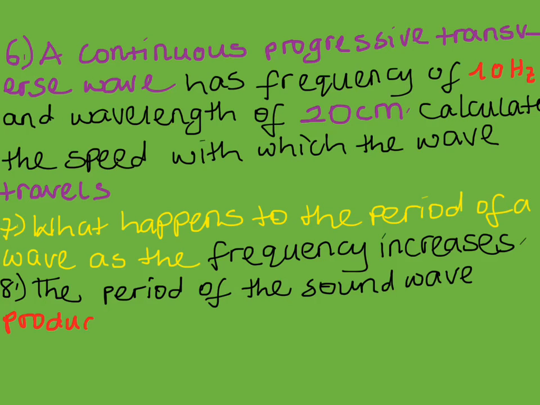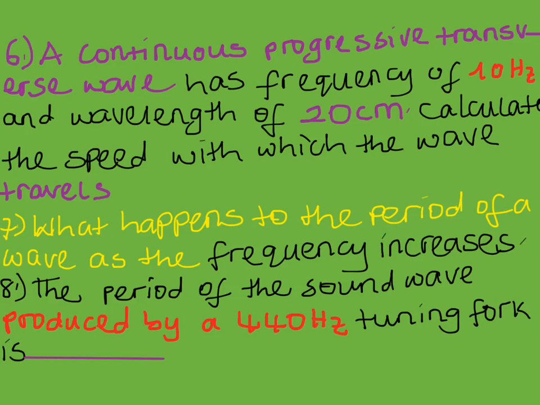The next question says, the period of the sound wave produced by a 440 Hz tuning fork is? You're asked to calculate the period. And what is given to you? Frequency, because the unit is in Hertz. So you apply the formula for period in terms of frequency.